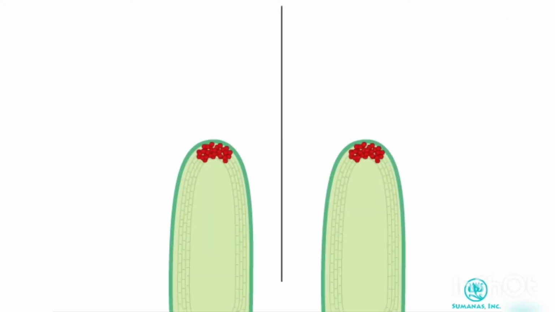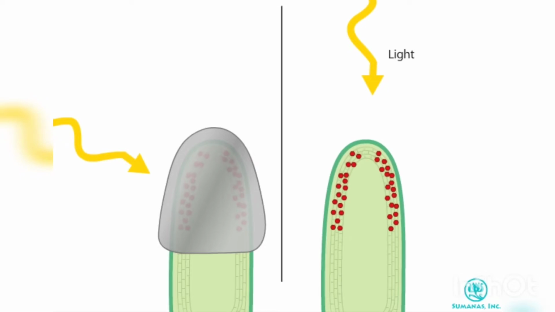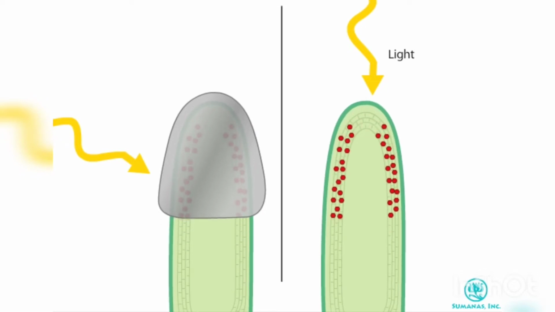Consider two other situations. In one, light strikes the plant from an overhead direction. In another, the tip of the shoot is covered and can't detect light. In both cases, auxin becomes distributed equally on both sides of the plant. Both sides elongate equally and the tip grows straight up.